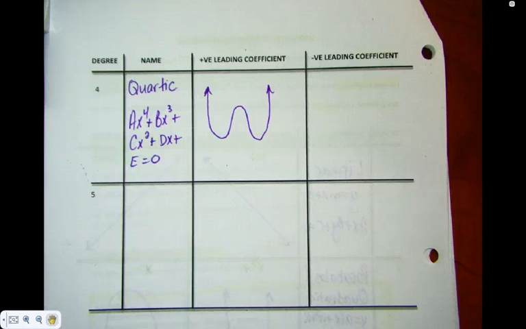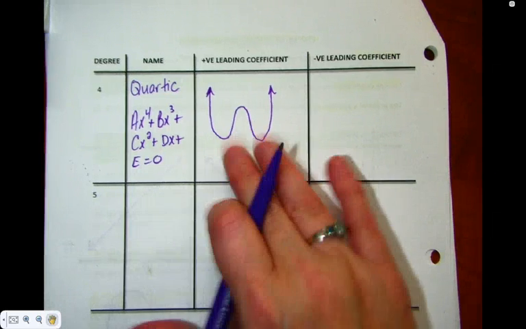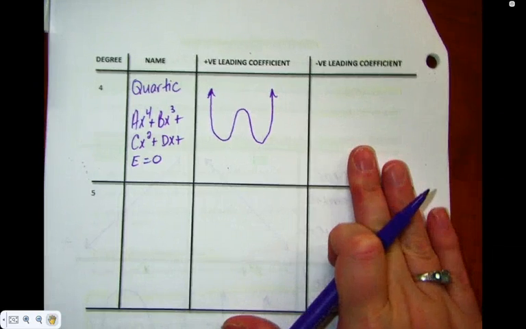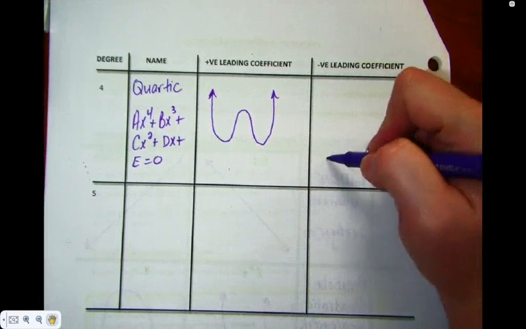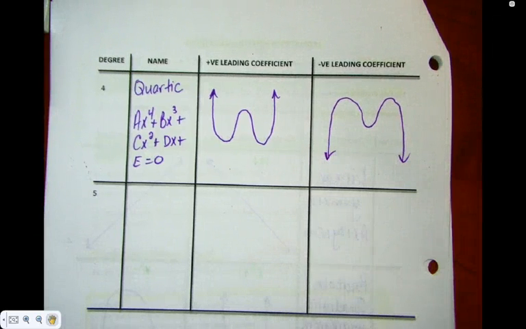So we've seen the V, we've seen the U, now we've seen the W. That's what a quartic looks like. And again, the height of the bump just depends on the numbers that are in the equation. That's if the first term is positive. What do you think happens if the first term is negative? So it comes from the bottom, gives a max, gives a min, and back down.